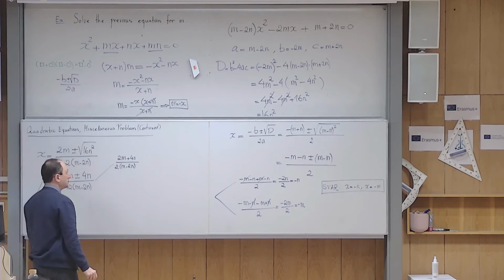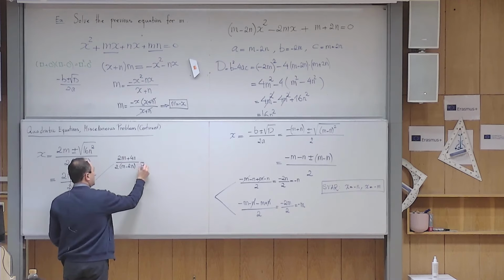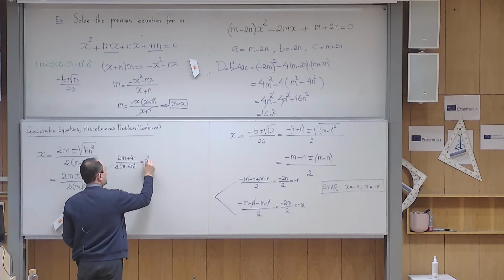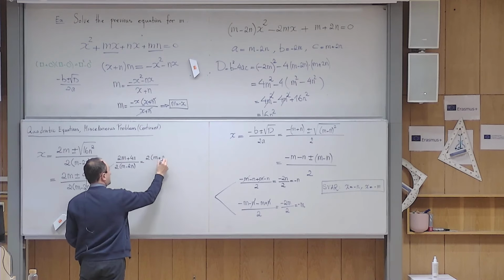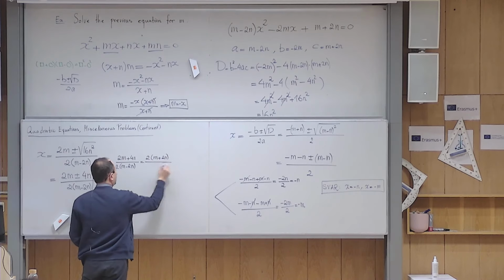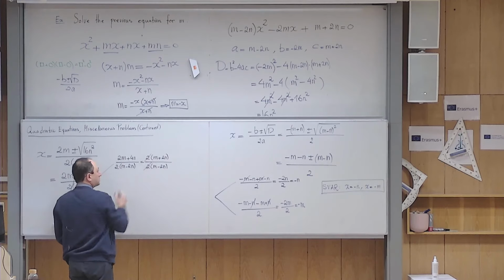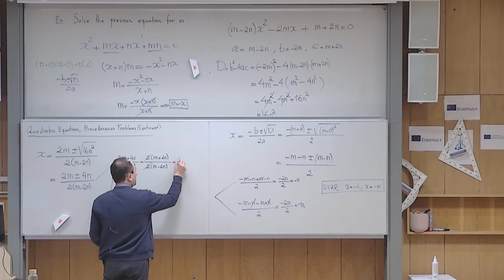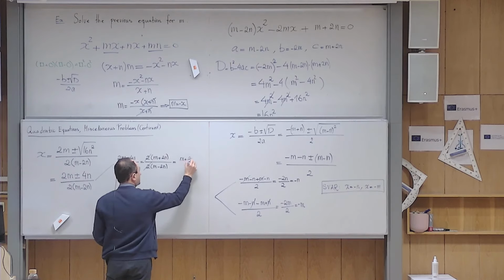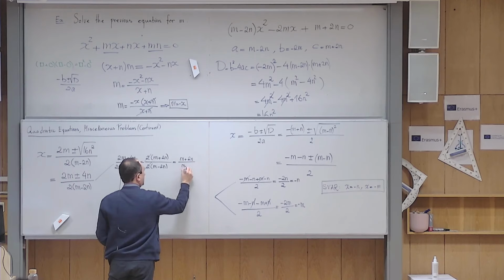Can I simplify this a little bit? Yes, because I can factor a 2 out. It becomes m plus 2n divided by 2 times m minus 2n. And then this 2 and that 2 are common factors now. They can be simplified. And it becomes m plus 2n over m minus 2n.